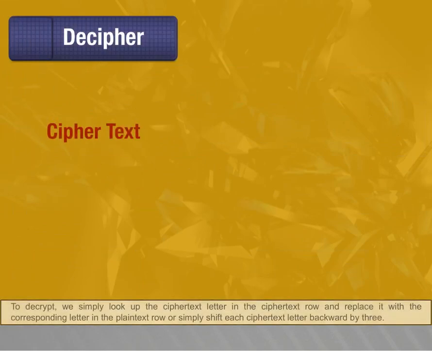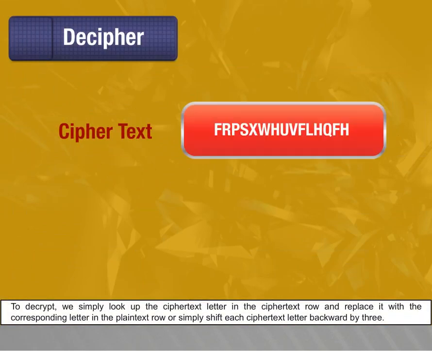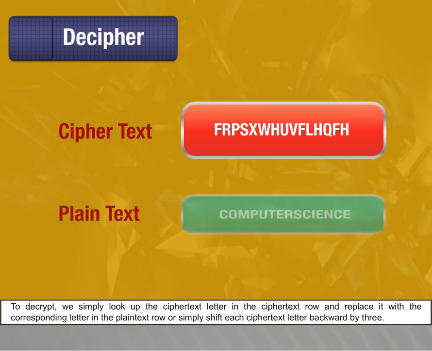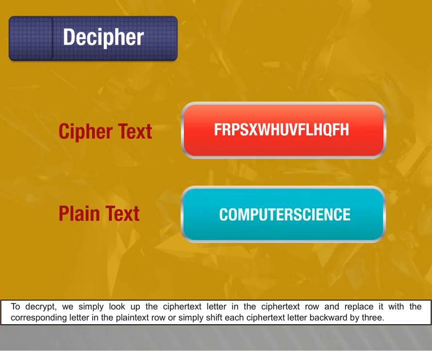Decipher. Ciphertext: FRPSXWHU VFLHQFH. Plain text: computer science. To decrypt, we simply look up the ciphertext letter in the ciphertext row and replace it with the corresponding letter in the plaintext row, or simply shift each ciphertext letter backward by 3.